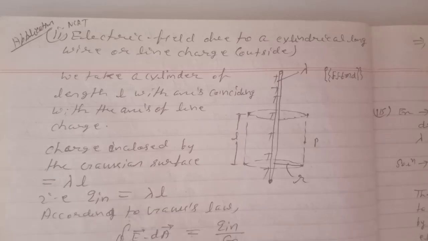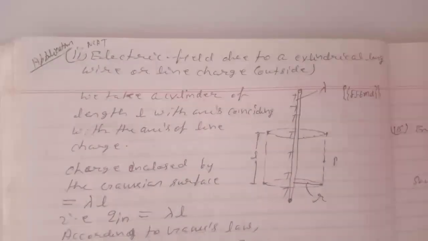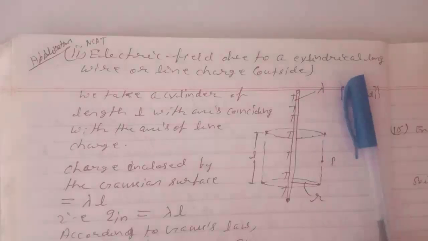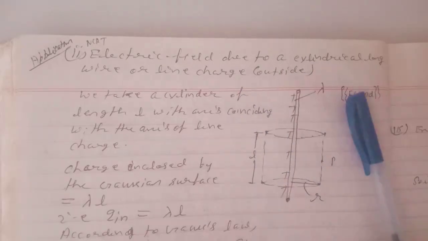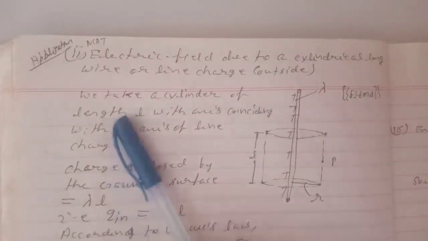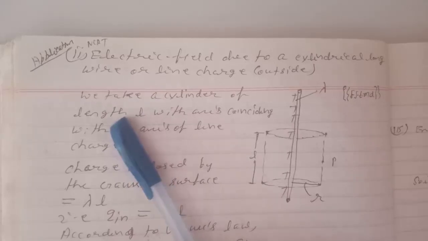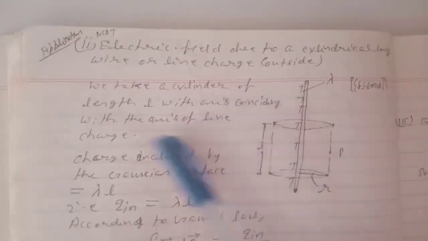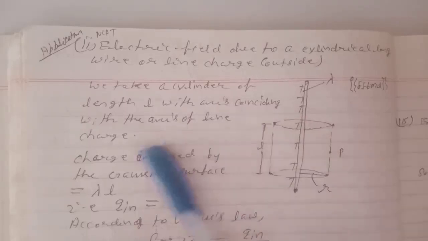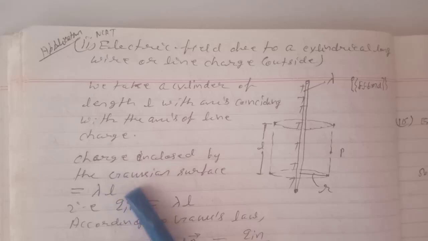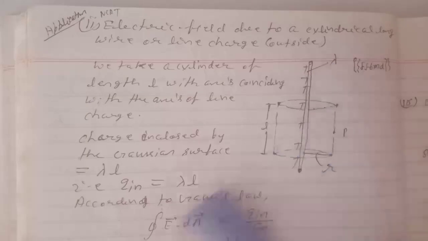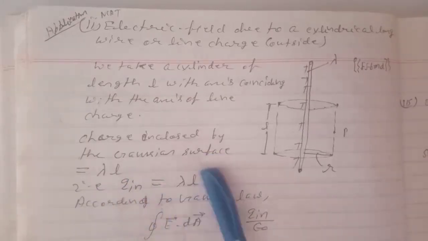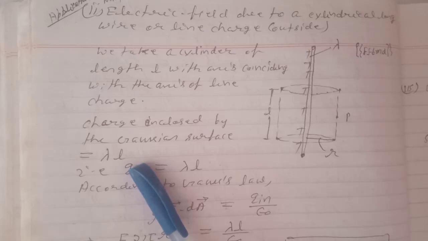Let's first start with the electric field due to a cylindrical long wire or a line charge, outside the line charge. To calculate the electric field, first we take a cylinder of length L with axis coinciding with the axis of the line charge. The linear charge density of the line charge is given as lambda. The charge enclosed by the Gaussian surface equals lambda L.